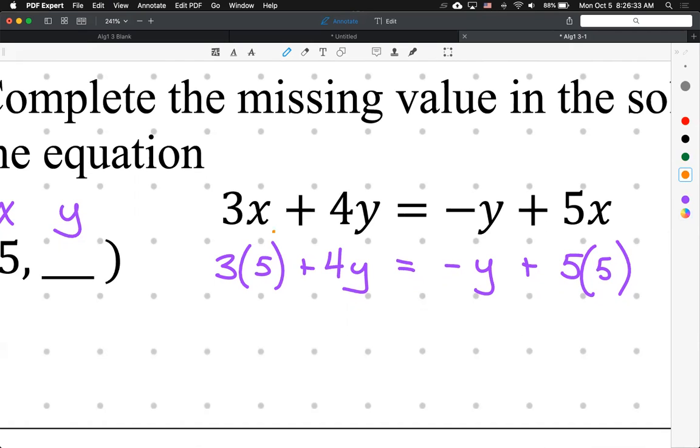I needed to multiply 3 times 5, and I need to multiply 5 by 5. I'm not calling someone I haven't called them before. Sorry, Ripley. Yesenia. Yeah. Can you go ahead and simplify this for us, please? It's going to be 15 plus 4y equals negative y plus 25. Thank you.